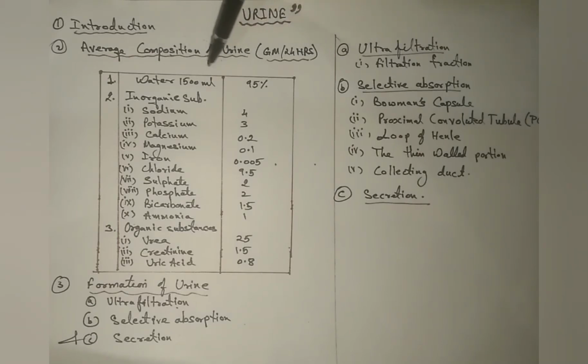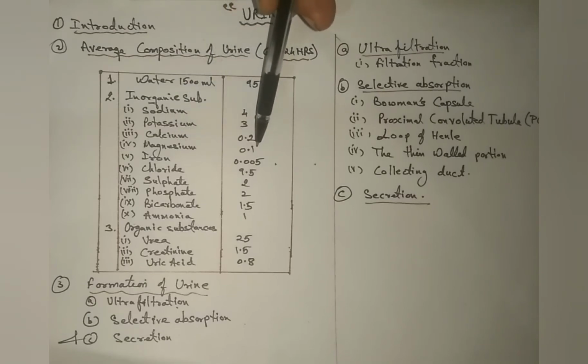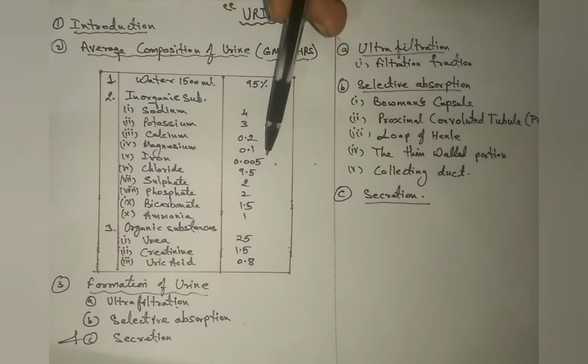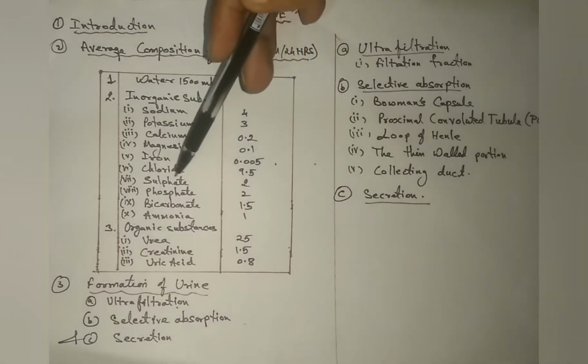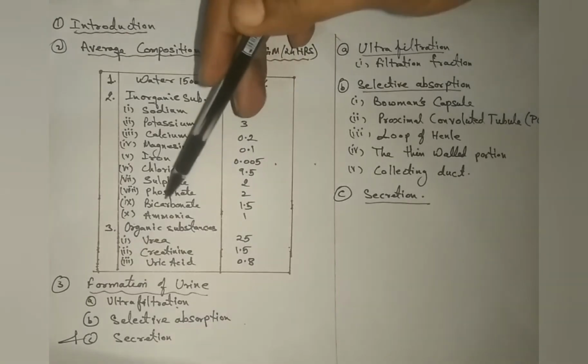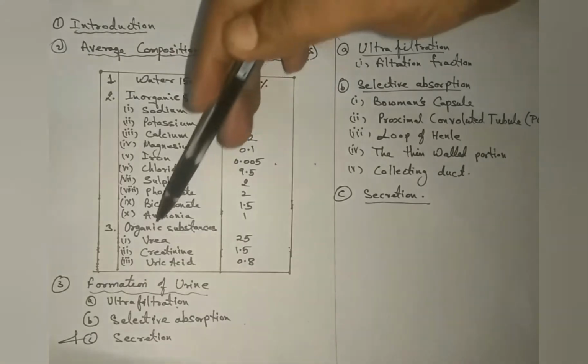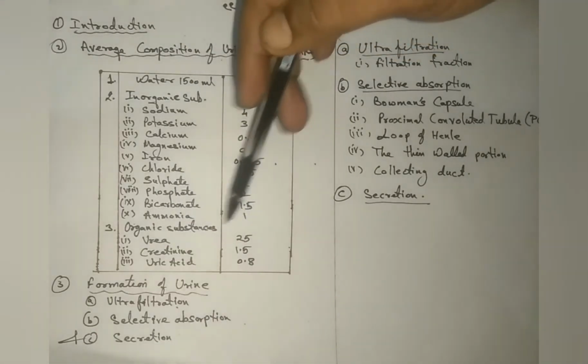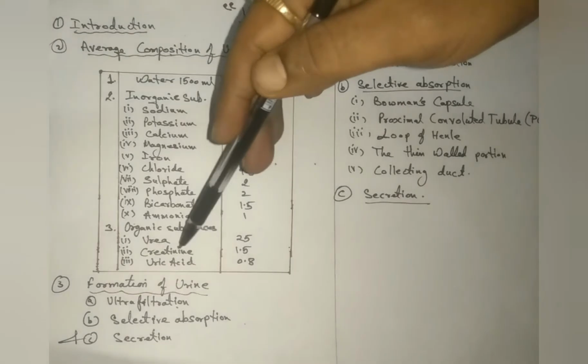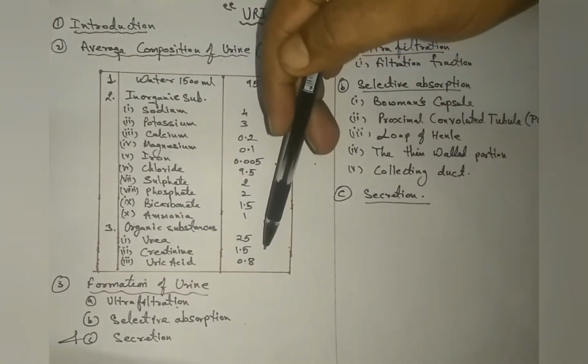Water 1500 ml, which is 95%. In inorganic substances: sodium 4, potassium 3, calcium 0.2, magnesium 0.1, iron 0.005, chloride 9.5, sulfate 2, phosphate 2, bicarbonate 1.5, ammonia 1. And in organic substances present: urea 25, creatinine 1.5, uric acid 0.8.